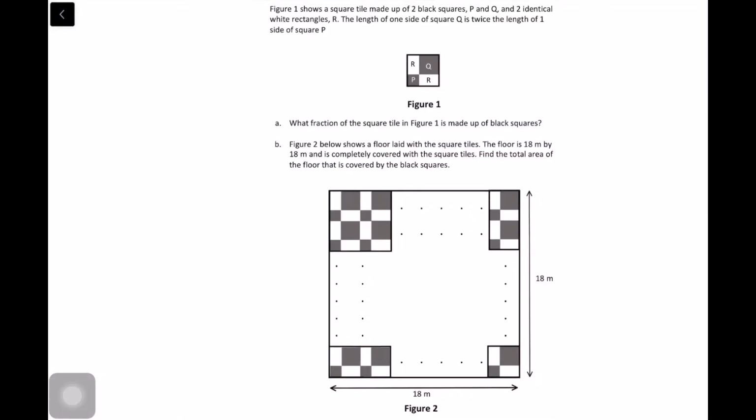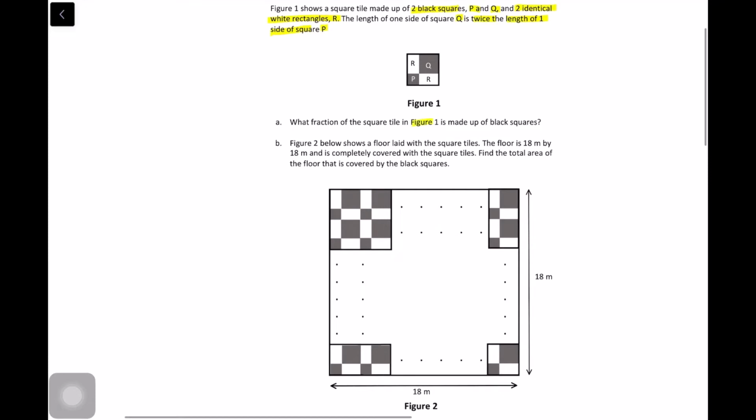Figure 1 shows a square tile made up of two black squares P and Q and two identical white rectangles R. The length of one side of Q is twice the length of one side of P. Part A. What fraction of the square tile in figure 1 is made up of black squares?